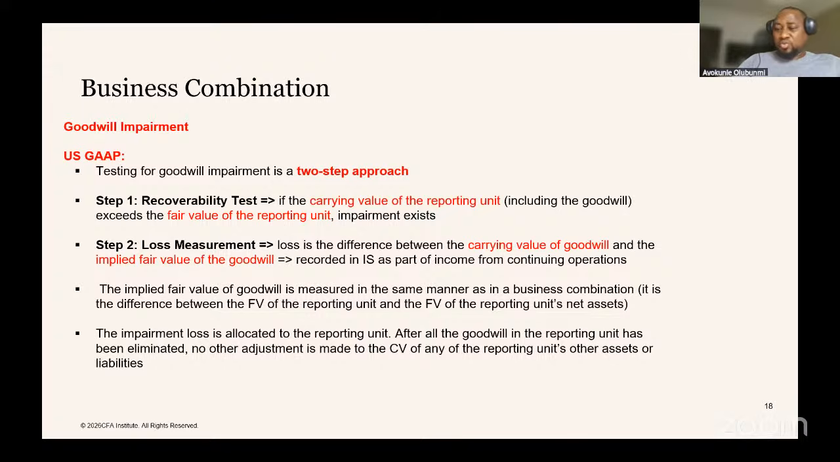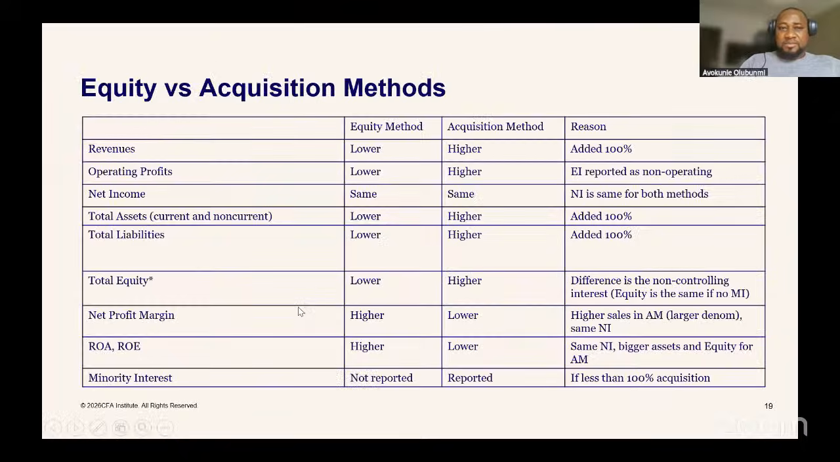So for instance, assuming that the carrying value of the goodwill is 300,000 and the implied value is actually 100,000, we write it down to 100,000. Okay, and then we expense that difference in the income statement as impairment loss.